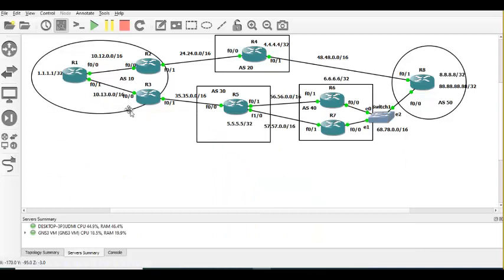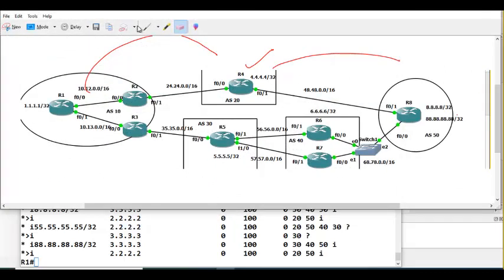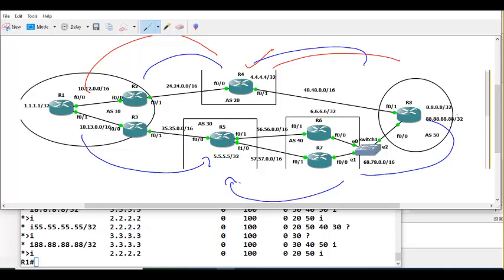And for 5.5.5.5, it will go via router 3. Let us see. For 5.5.5.5, it is going via router 3 because of the shorter AS path. The other path has got 4 hops. It's got just one hop. Check it. Just one hop. If you go via the other path, it is 1, 2, 3, 4 hops.